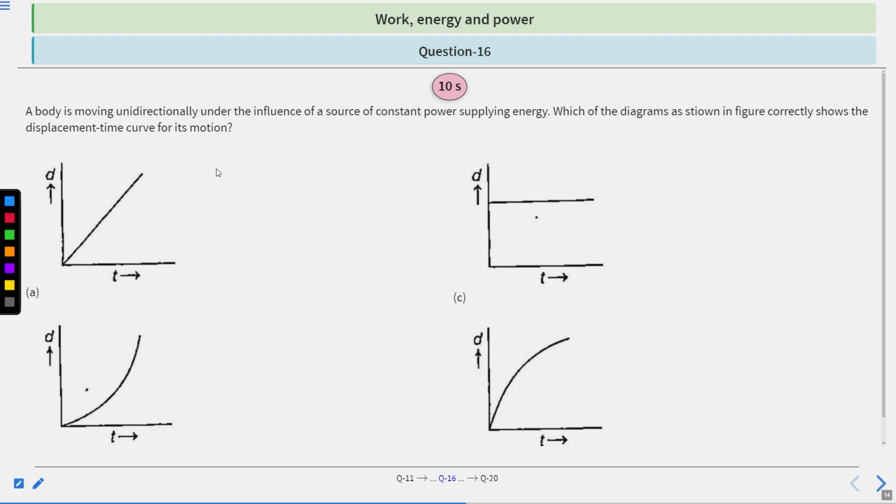This is the graph question. A body is moving unidirectionally under the influence of a source of constant power supplying energy. Which of the diagrams as shown in the figure correctly shows the displacement time curve for its motion? Clear? Which one is correct? You have 10 seconds to solve this question. After 10 seconds we will provide the solution.